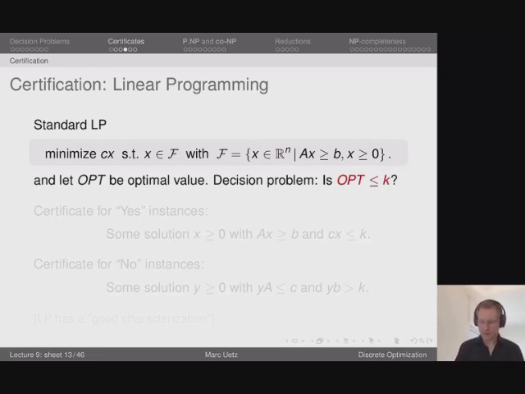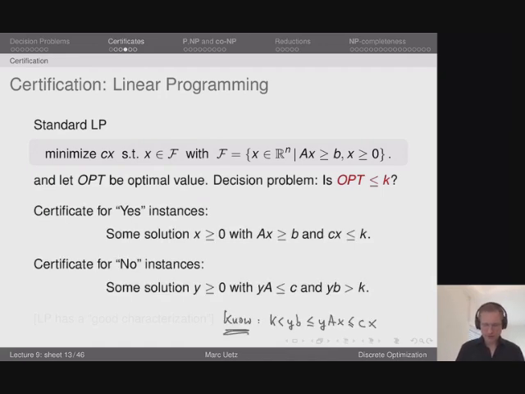Or in other words, does there exist a solution of value at most k? And as usual, for certification of yes instances, you just give me the solution that achieves a value at most k. And then I know that the optimum solution value will be at most k.